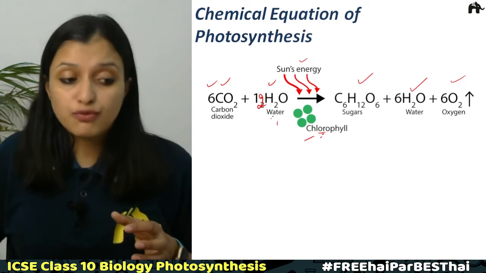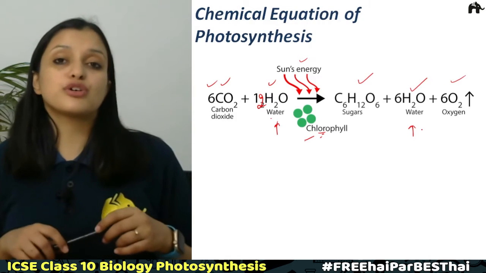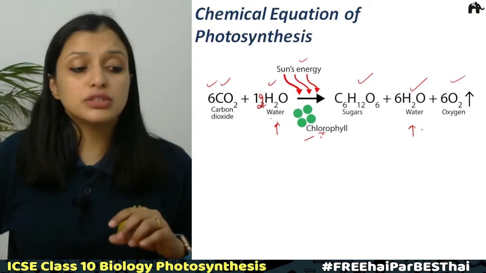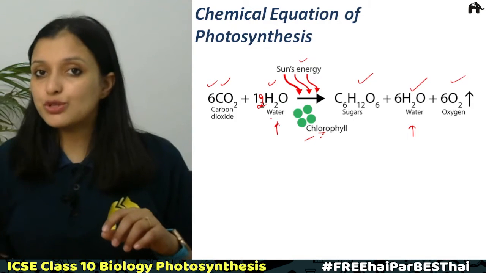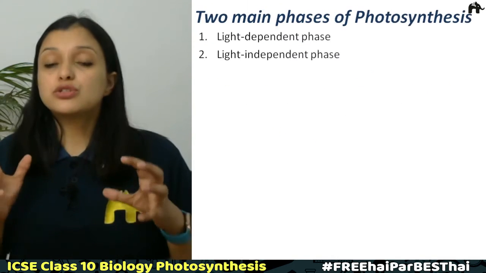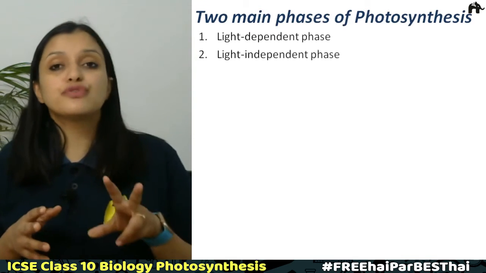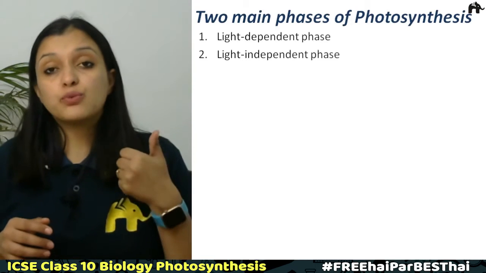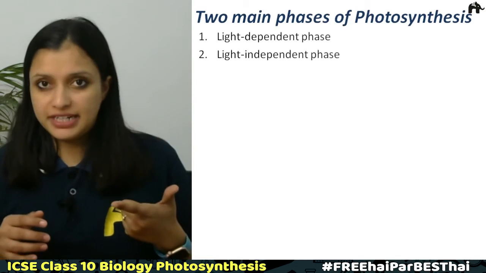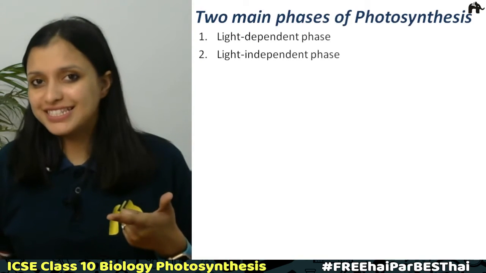Correct? So the water is absorbed as well as water is reformed in this process of photosynthesis. So this equation is quite important because there are many questions that roam around this equation. Now talking about photosynthesis. So photosynthesis happens in two phases. One is light dependent phase and one is light independent phase. Correct? So let us talk about these two phases in detail.